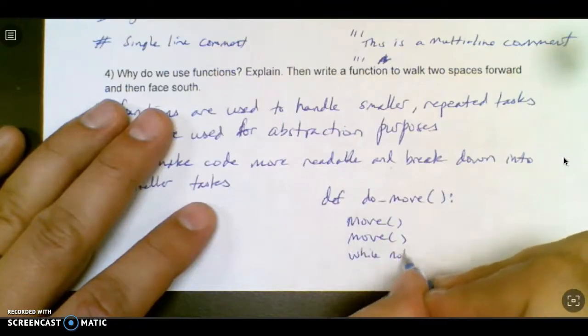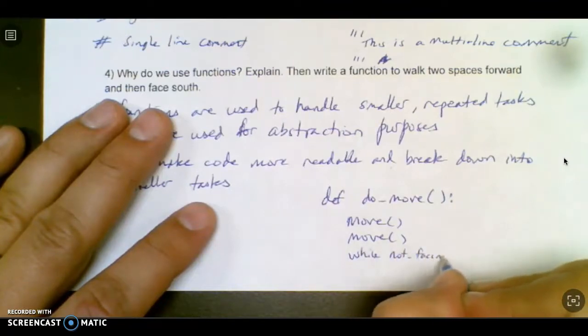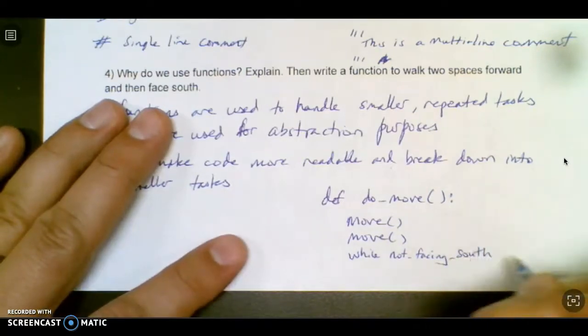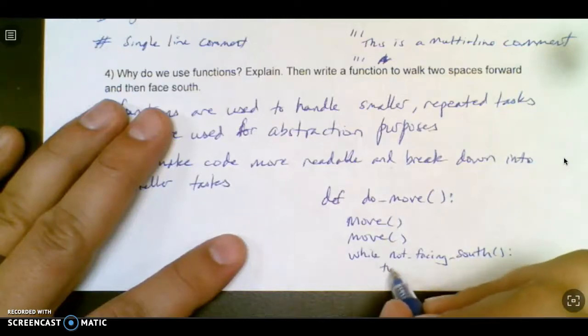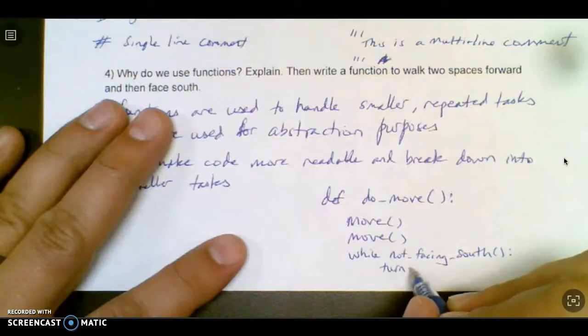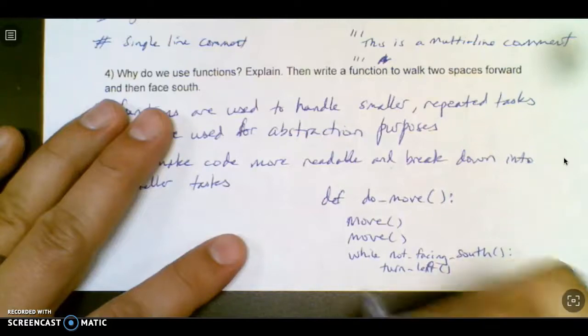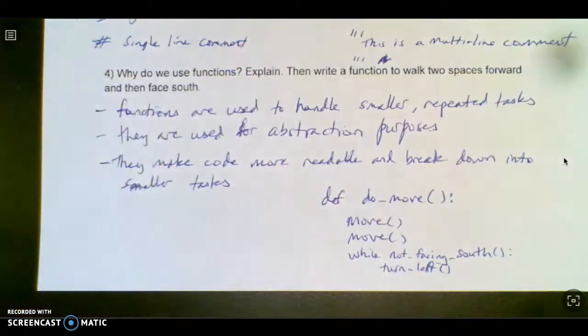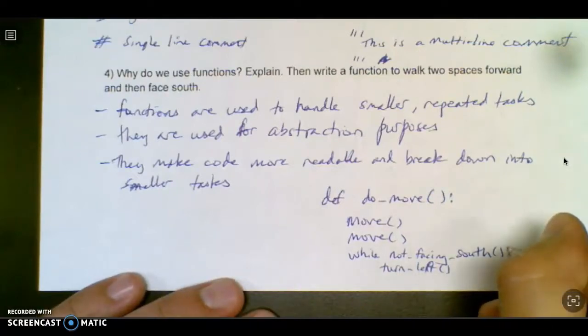while not facing south, and then indent it and say turn left. Basically what that does is make sure I face south, because while I'm not facing south, it will turn left. It'll check it again. Am I not facing south? Keeps turning until you are facing south. That's a really fancy one. You didn't have to do that if you made an assumption we were facing east to begin with.